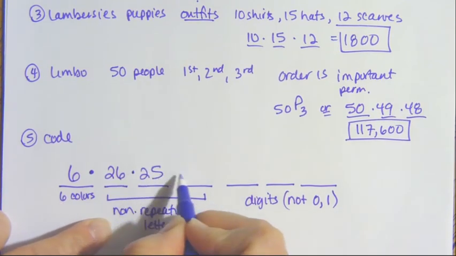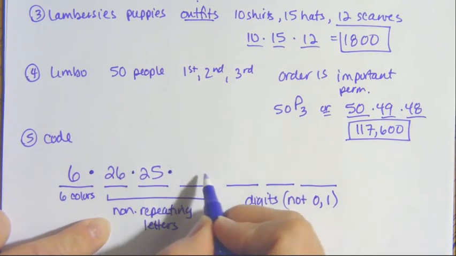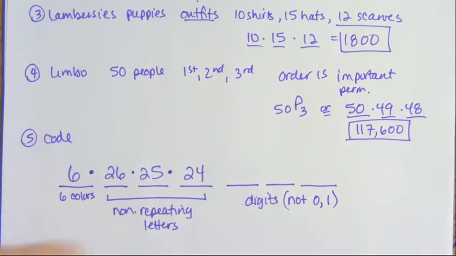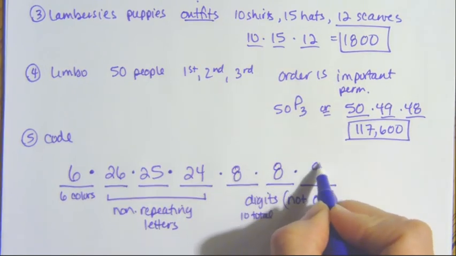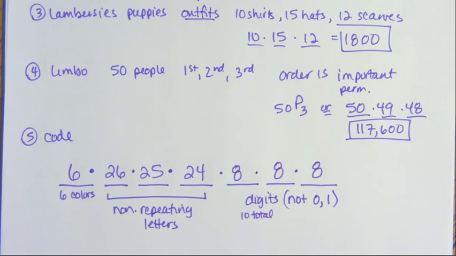So now there's only 25. I can't repeat either one of those. So now there's only 24 to pick from. Keep in mind, there's 10 total digits. But I don't want to use a 0 or 1, so then I only have 8 to pick from. And it's okay if I repeat these. It didn't say anything about repeating it.